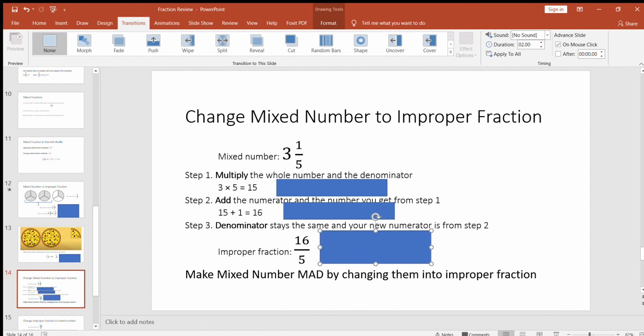A good way to memorize how we're changing mixed to improper is using the acronym MAD, M-A-D: multiply, add, denominator stays the same. So make mixed numbers add, makes mixed numbers MAD by changing them into improper fractions.